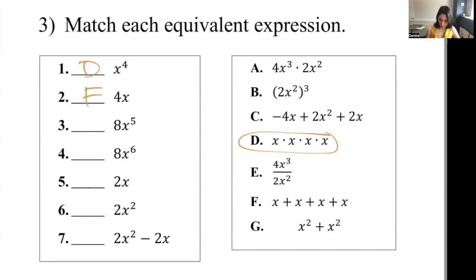That would be f. So multiplying 4 times x literally translates to adding x 4 times, as opposed to multiplying, that would be the exponent. Number 3, 8 times x to the 5th power, that would be a, right? So 4 times 2 is obviously 8, but what do you do when you are multiplying with the same base? You're going to be adding the exponents. So number 4, 8 times x to the 6th, that's going to be b.